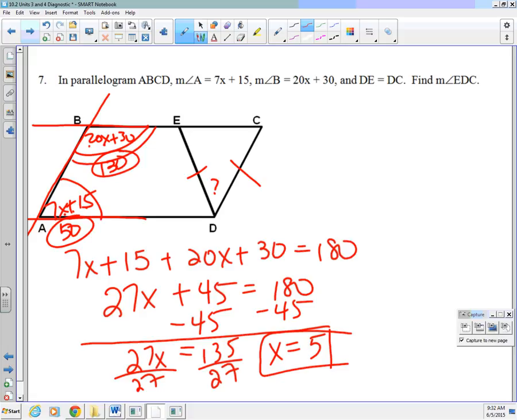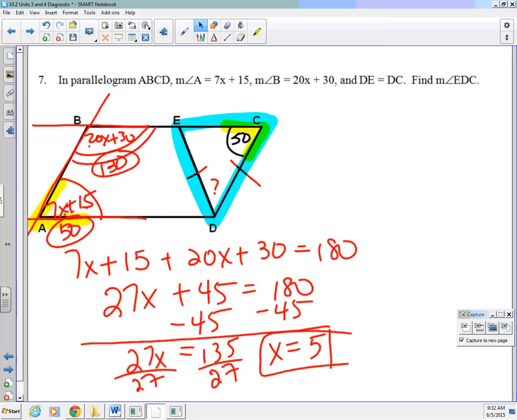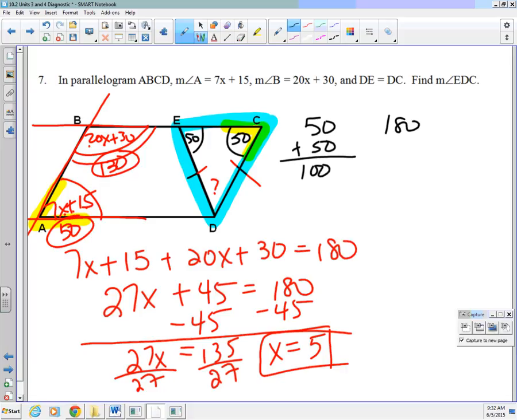Just a quick mental check. Those are supplementary. And now I can use a few things here. One thing that's easy to use is that in a parallelogram, the opposite angles are equal. So I know if I have a 50 up in the corner there, I have a 50 here. And this triangle is isosceles. So I can also get the other base angle to be 50. And now I can get the question mark angle pretty easily. 50 plus 50 is 100. And 180 minus 100 is 80. So the measure of angle EDC is 80.